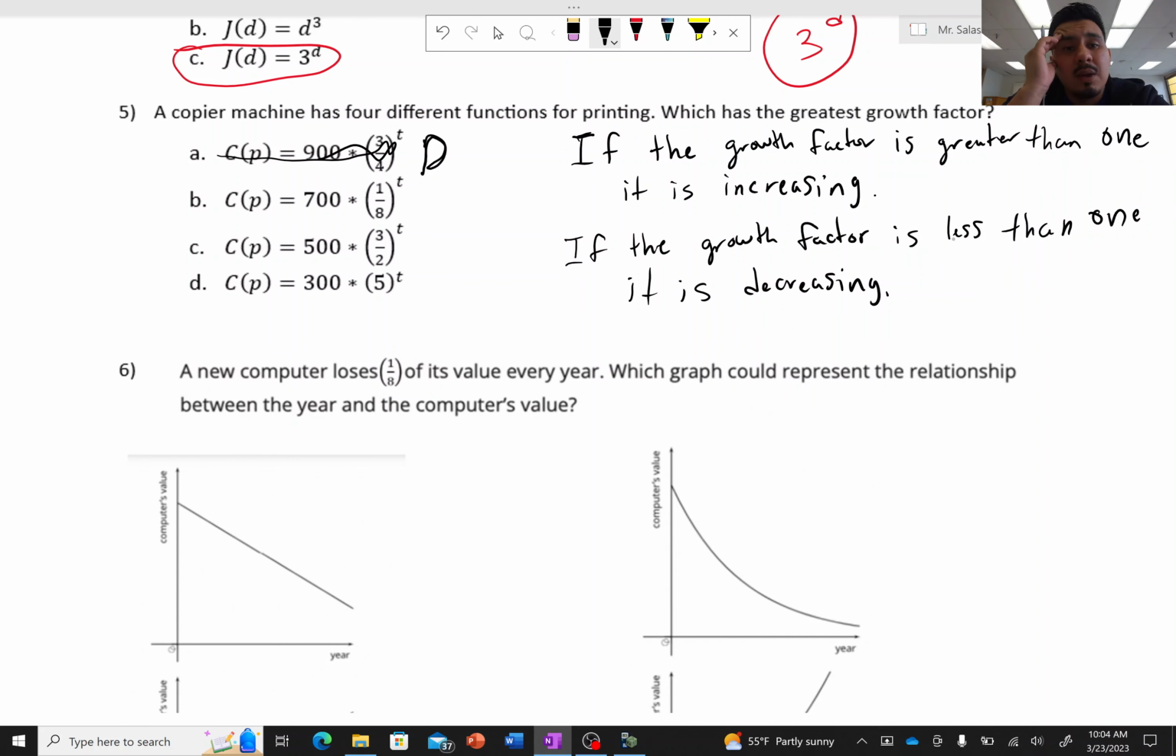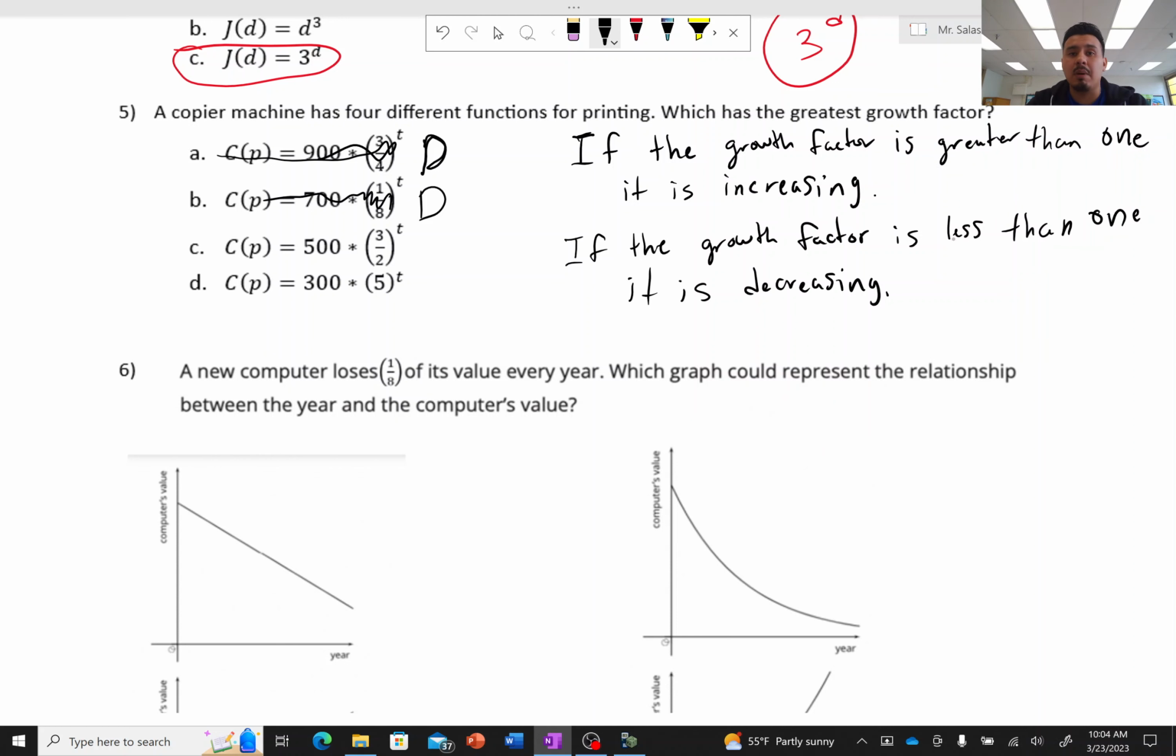Next up, 1/8, because these values right here, those are my growth factors, right? This 1/8, is that one bigger than 1? No, well, 1/8 is still smaller than 1, so this one is also decreasing. What about 3 over 2? 3 over 2, that's an improper fraction. What do we know about improper fractions? Ooh, let's see. I see I threw a few of you off.